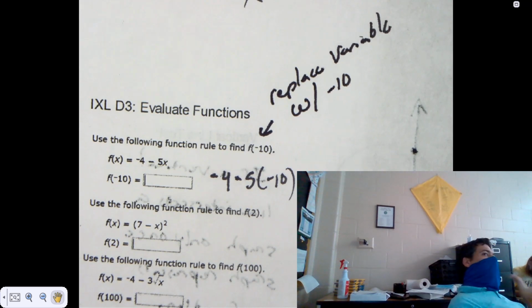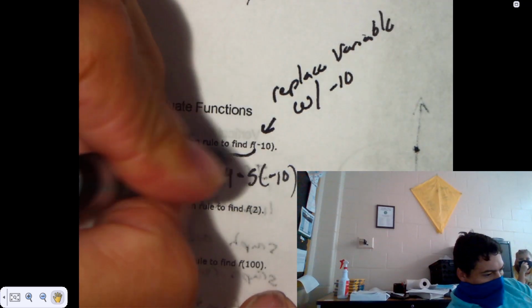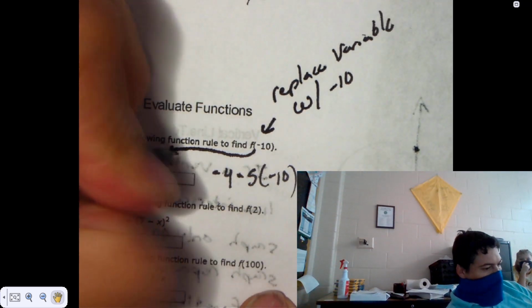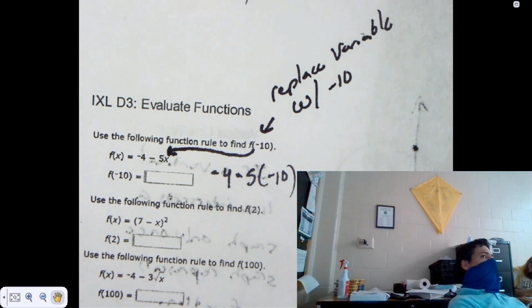So I replaced my X with a negative 10, just like it says. Don't make this harder than it is. Literally put that thing right there. So you've got a negative 4 minus 5 times a negative 10. What are you going to do first? Negative 5 times negative 10, right? Which is 50. So this is negative 4 plus 50.